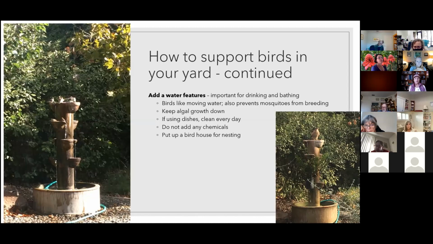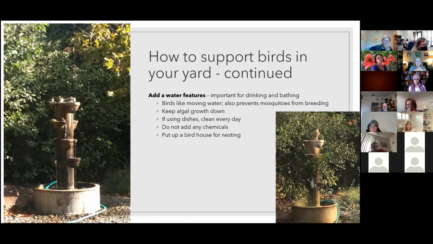A water feature is also very nice. It's important for drinking and bathing of all kinds of wildlife. This is the fountain in our backyard. Birds really like that moving water. You can see them bathing on top and drinking from those springs.